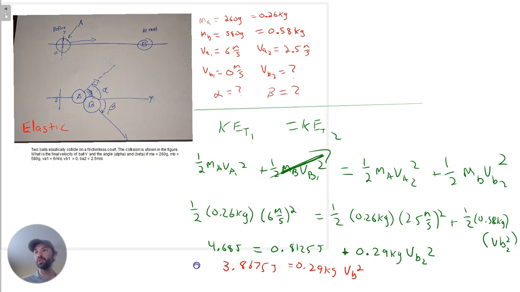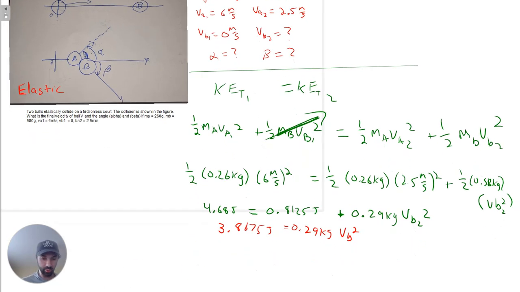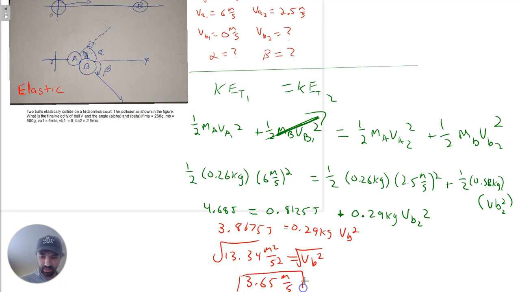And now what we're going to do is just divide by 0.29 on both sides. We're going to get 13.34 meters squared per second squared equals VB squared. We will take the square root of both sides. Square root answer gives us 3.65 meters per second, which is the speed of ball B after the collision. And the reason I'm going to say speed is I don't know the direction right now exactly, so I don't want to call it a velocity, even though the question was velocity. That is the magnitude of the velocity.